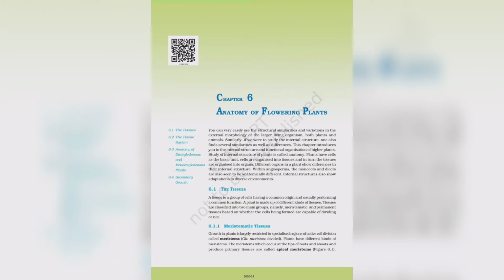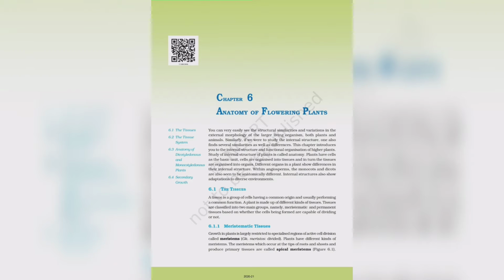Now we are going to read chapter number 6 of 11th NCERT Biology, that is Anatomy of Flowering Plants. You can very easily see the structural similarities and variation in the external morphology of large living organisms, both plants and animals. Similarly, if we study the internal structure, we also find several similarities and differences. This chapter introduces you to the internal structure and functional organization of higher plants.